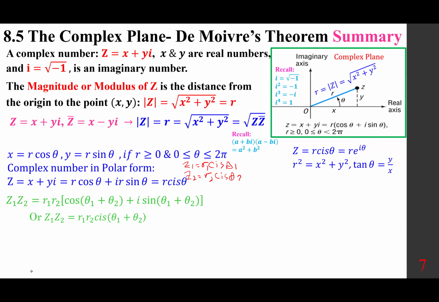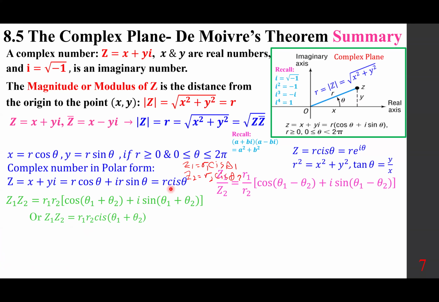Or Z1, Z2, as I mentioned, R1, R2 cis theta 1 plus theta 2. So what does it mean? It means if you want to multiply two complex numbers, this is the faster way, if you put it into a polar form. If you put it in a rectangular form, it becomes a little bit more difficult. Same thing with the division.